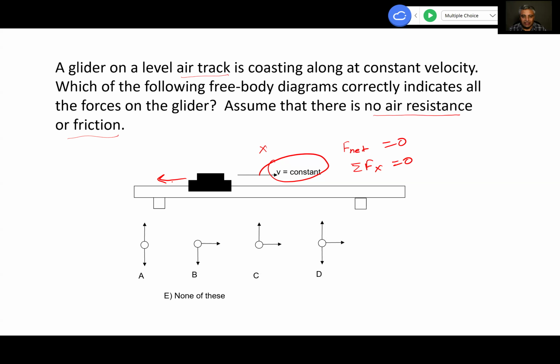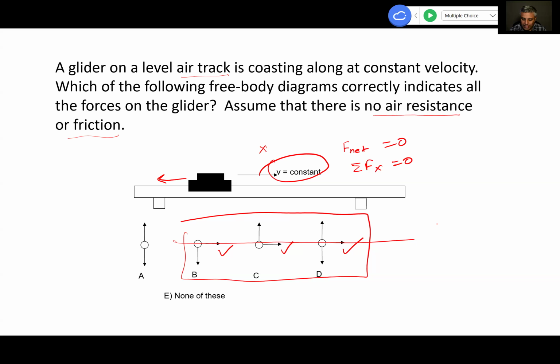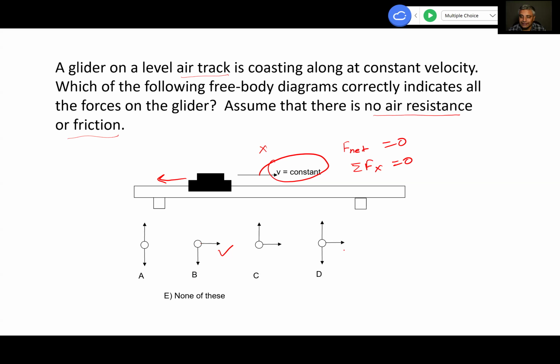Otherwise, if that one was correct, then this would be accelerating, because there is net force in the horizontal direction, and that net force would cause the acceleration. So yes, it seems like D is also a correct answer, but it is not.